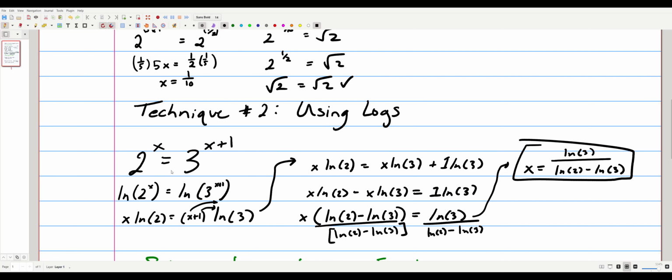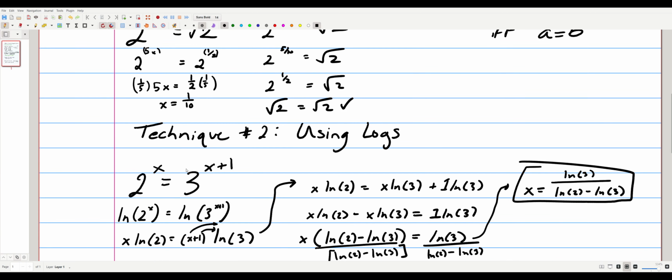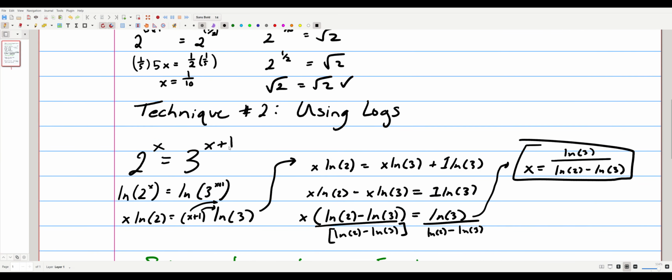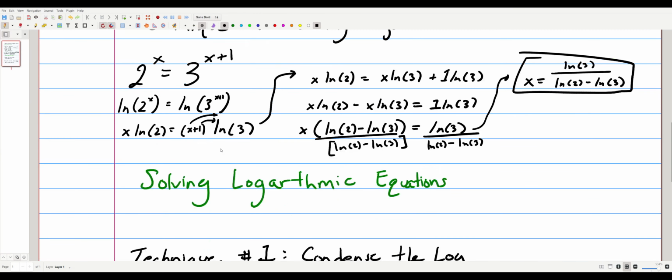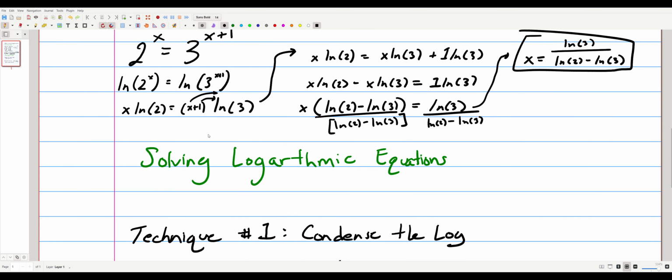They're called exponential equations because the way it started was an exponential equation, right? It didn't end up that way, but that's how it started. Okay, so solving logarithmic equations.